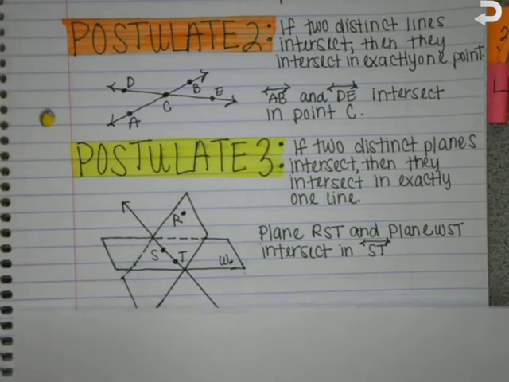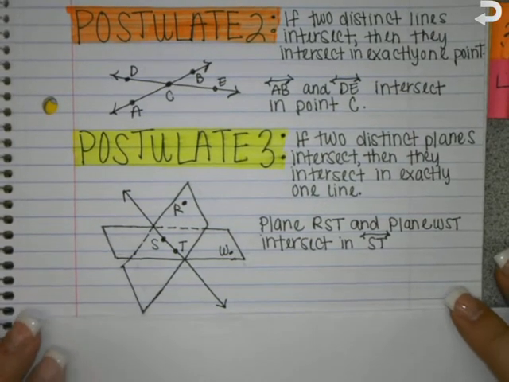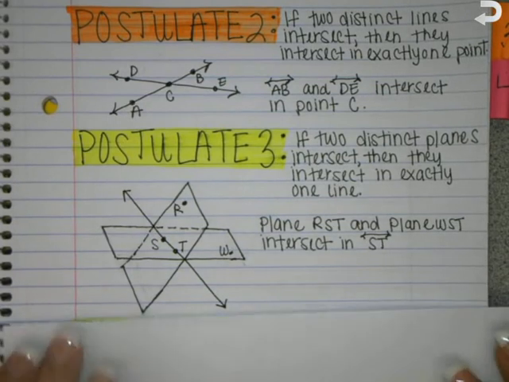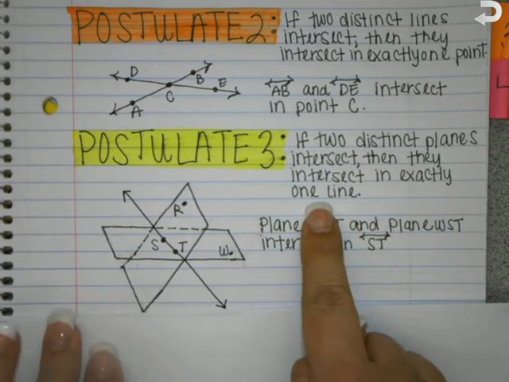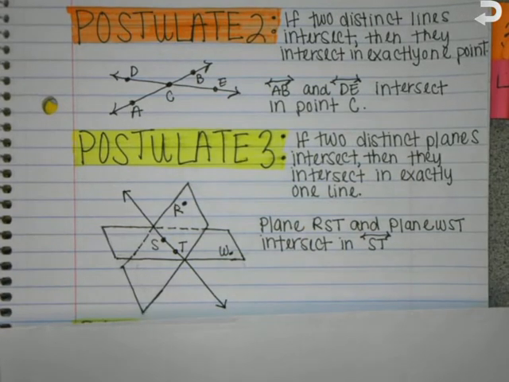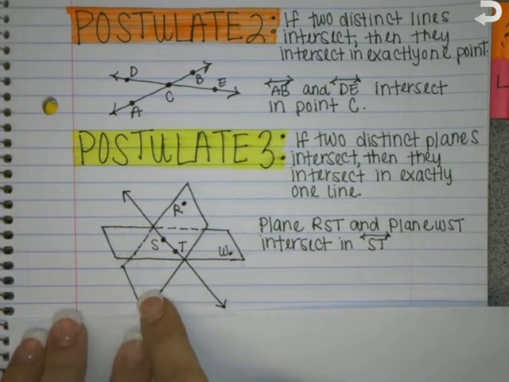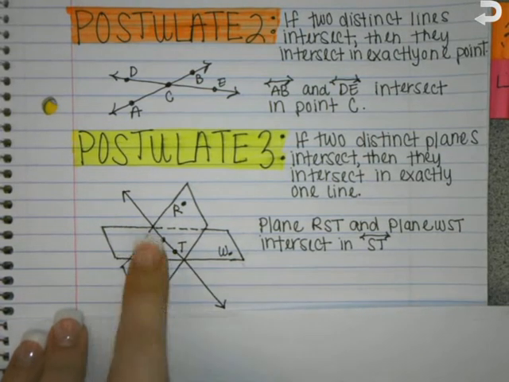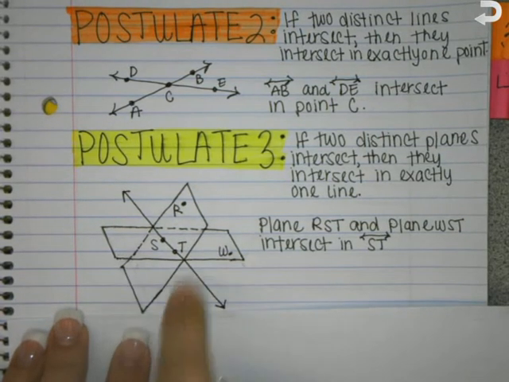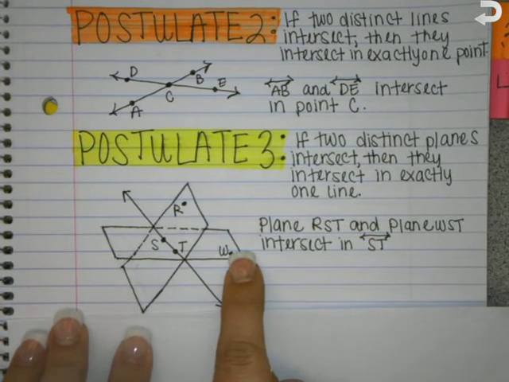Postulate 3 says, and this one is the one that took up the most space on mine, if 2 distinct planes intersect, then they intersect in exactly one line. So basically, if we take 2 planes and we intersect them, a line forms through the intersection. Okay? So this is very difficult to draw, so just do the best you can. I drew this plane that contains points R, S, and T, and then right through it, I drew a plane that contains points S, T, and W.